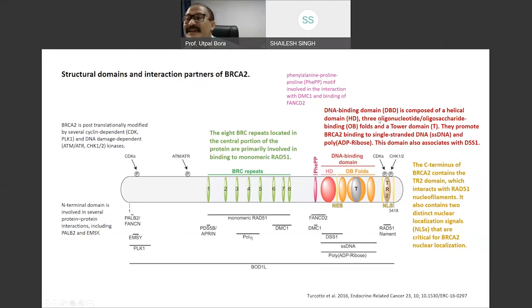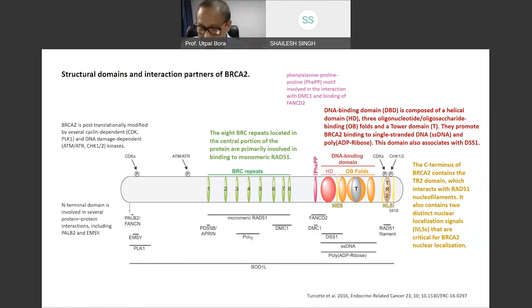Here this DNA binding domain is composed of a helical domain HD, 3 oligonucleotide/oligosaccharide binding OB folds, and also a tower domain. They promote BRCA2 binding to single-stranded DNA and poly-ADP ribose. This domain also associates with DSS1. So you see, this particular BRCA protein has so many various functions. Out of these, you have these OB folds, which bind to the single-stranded DNA.